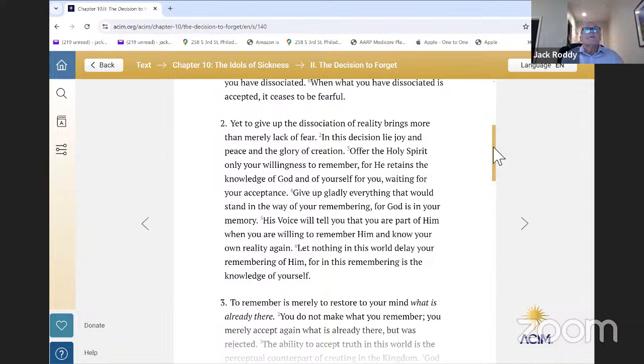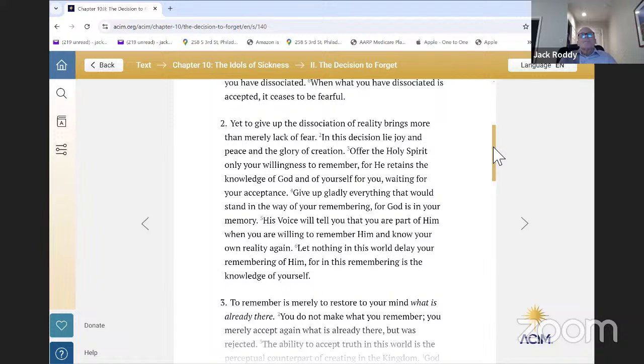That's a very interesting paragraph. This whole area has some complexity to it in terms of the wording, so you really have to pay attention to the words in each sentence. Yeah, you do. When he says give up gladly everything that would stand in the way of your remembering, that's basically everything that you think you know. When I listened to you read that, I thought of all the idols that you put before God. If you put any idols before God, that's what stands in the way of remembering.